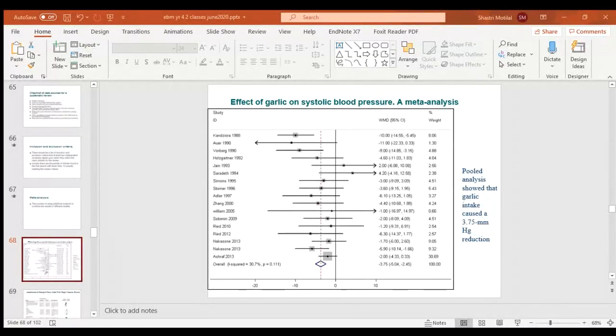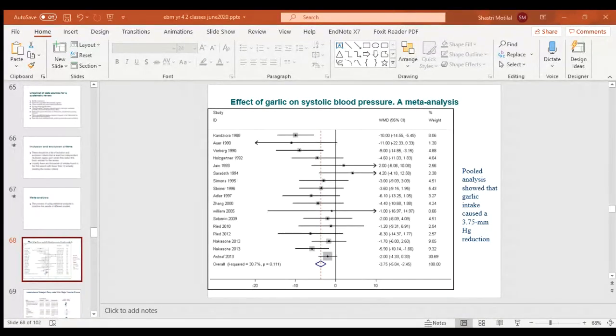So if you want to know, we could look for an RCT, but you could bet there have been many RCTs done. And if there are many RCTs done, we could do a systematic review of those RCTs. And that is what this is showing. This is a systematic review and a meta-analysis of garlic and its effect on blood pressure. So how do we interpret this?